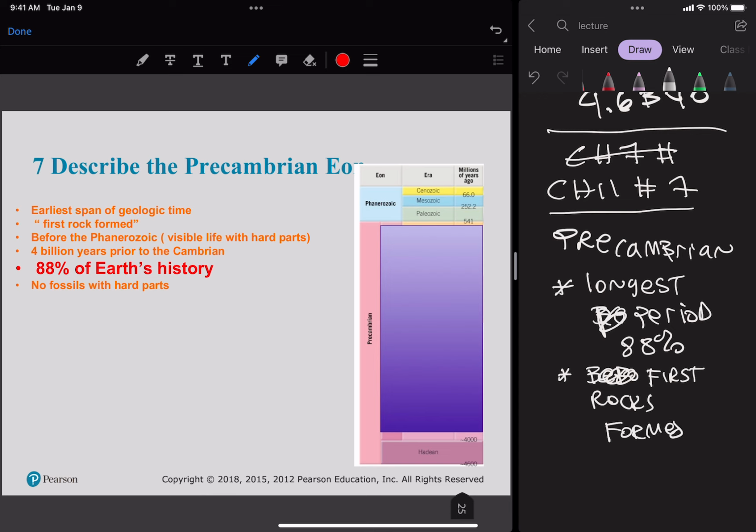We believe that there was life, perhaps all the way near the beginning of Earth's history, but the life here was in the form of bacteria, animals that don't have hard parts, so they were hard to preserve or to become fossilized. So this is before the emergence of visible life with hard parts. Most of Earth's history is in this time period.